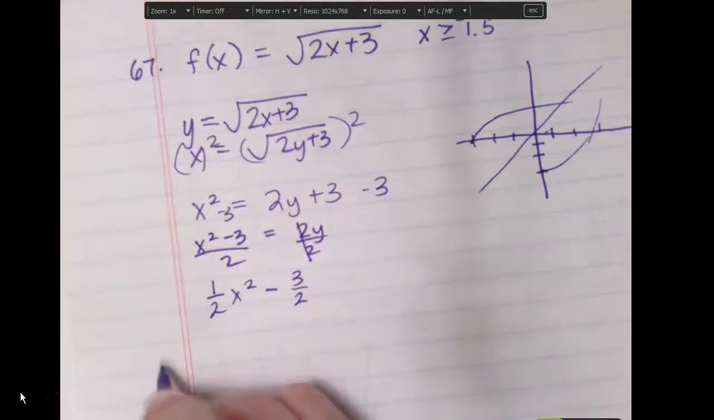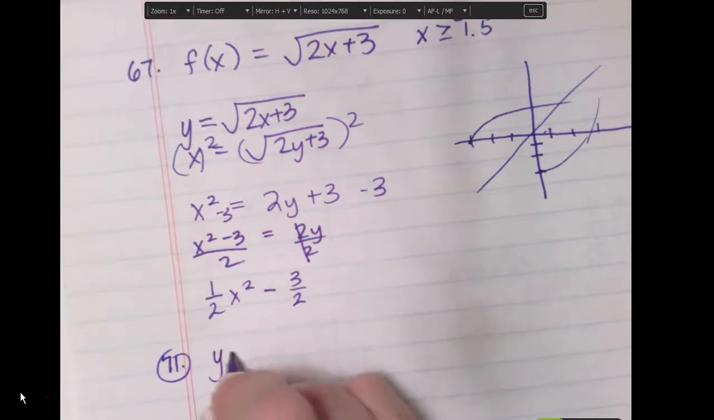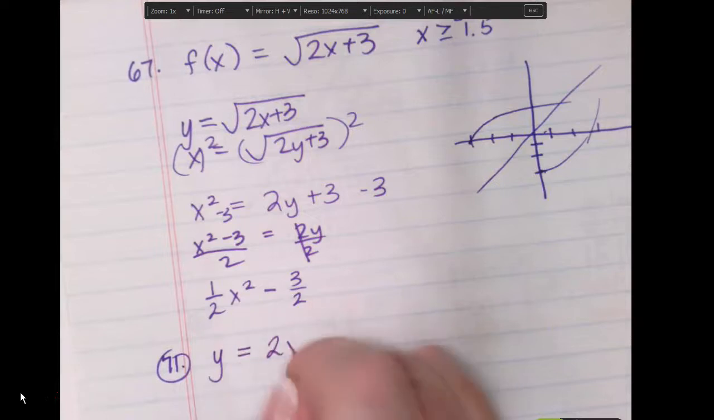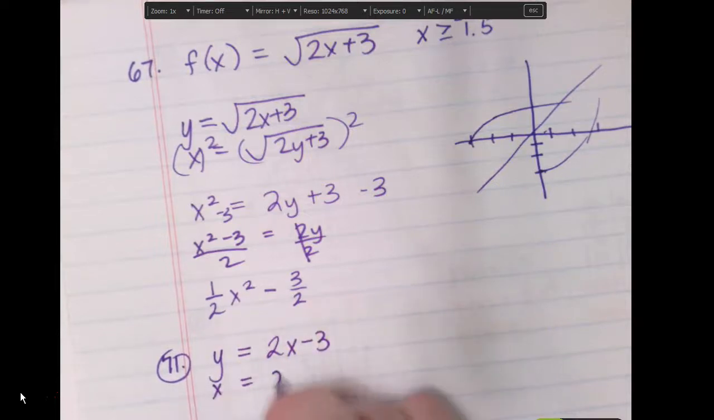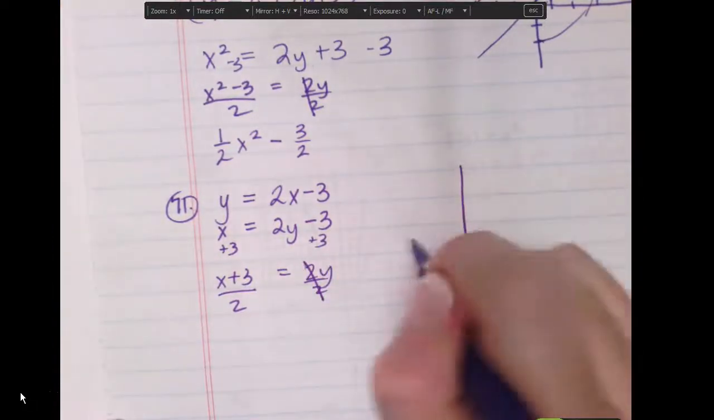In number 71, we have a different set of instructions. Find the inverse algebraically. Graph them both. Describe the relationship. So here I was thinking this unit would be a challenge for you guys, but I'm hoping that you're going to find it quite easy. So let's solve back for y. So y equals x plus 3 over 2, and the graph of that.